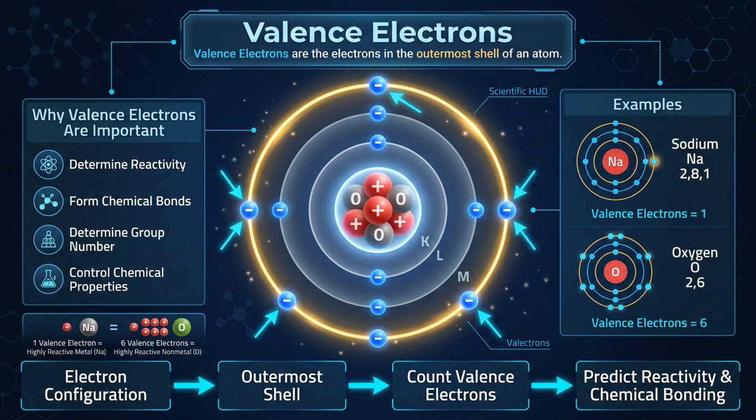One of the easiest ways to determine the number of valence electrons is by writing the electron configuration. After writing the configuration, simply identify the outermost occupied shell and count the electrons present in that shell.